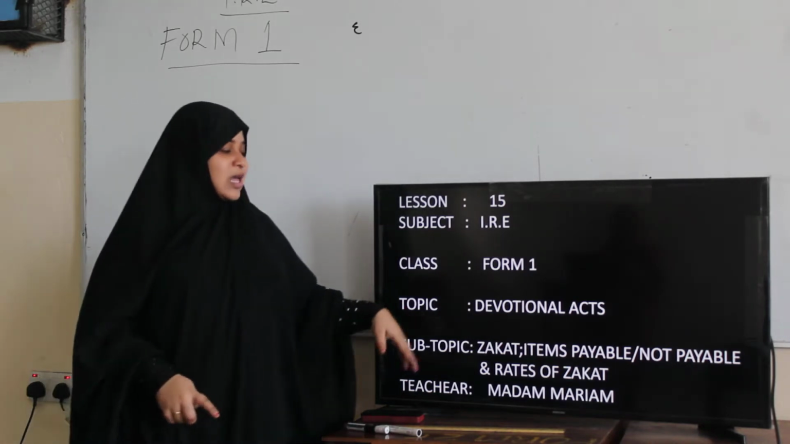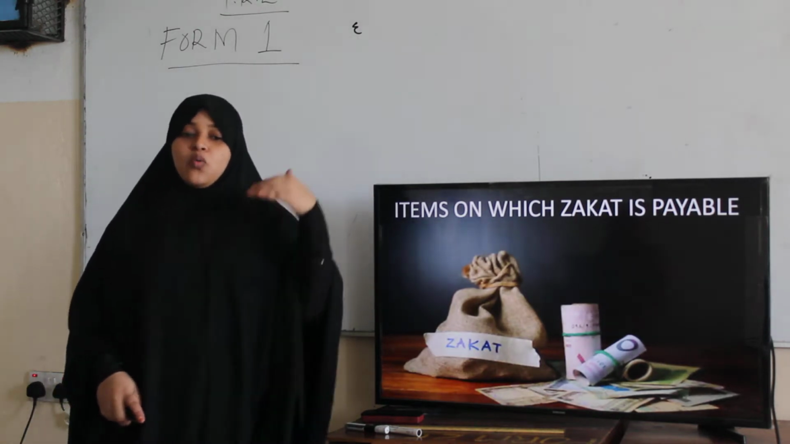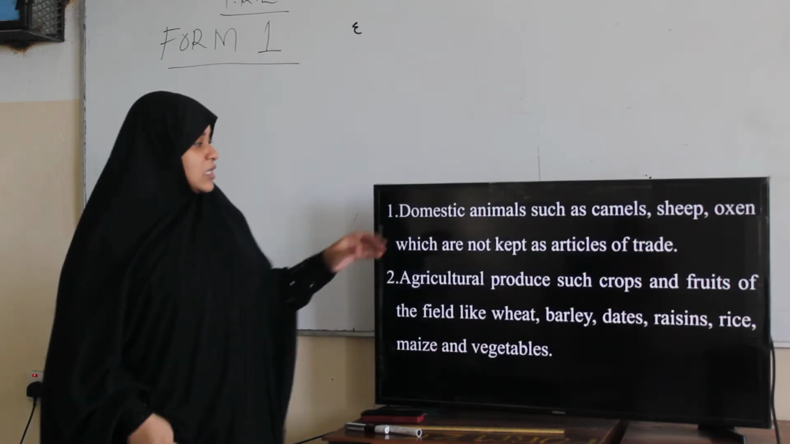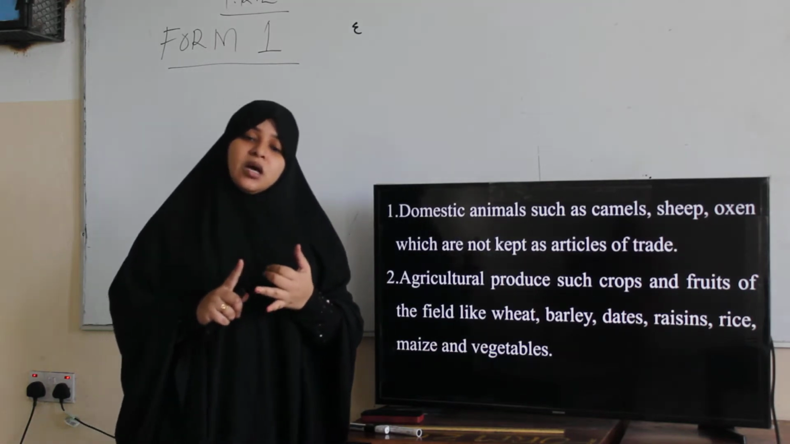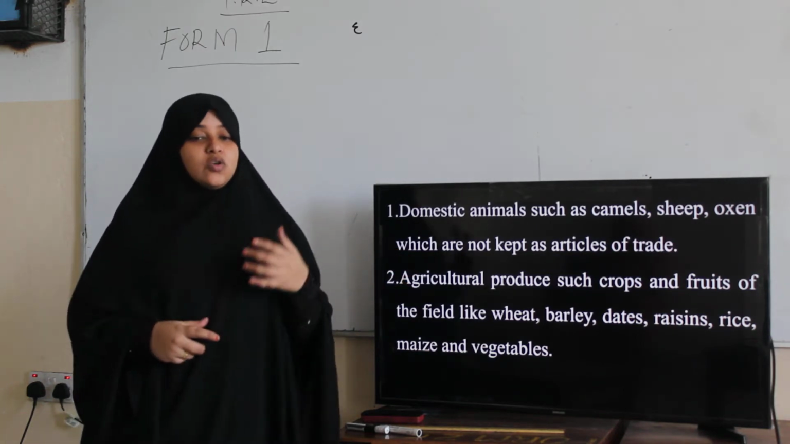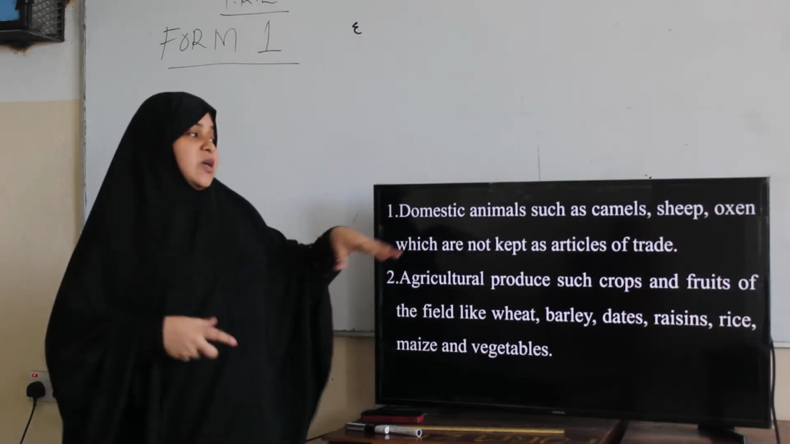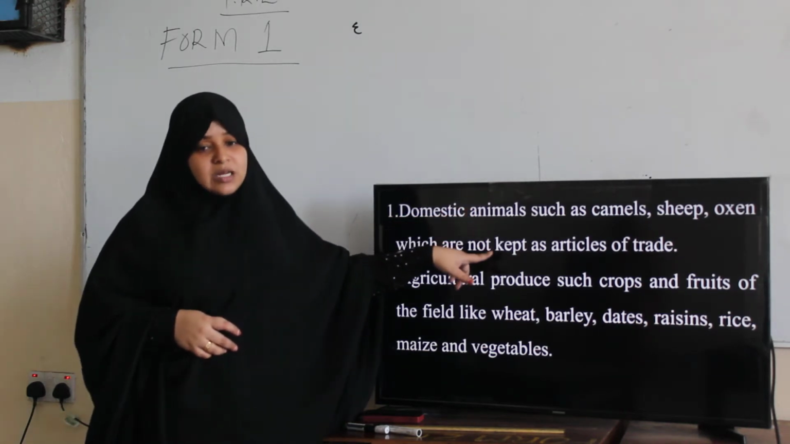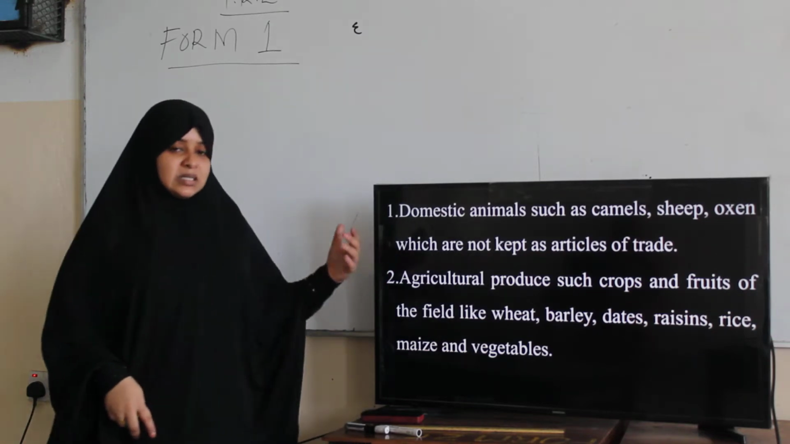So we'll start with the items that are payable for zakat, the items which you can pay as zakat. One of the items is the domestic animals such as camels, sheep and oxen, which are not kept as articles of trade. These are animals you have but have not kept as articles of trade, so because they are domestic animals, you can give them out as zakat.